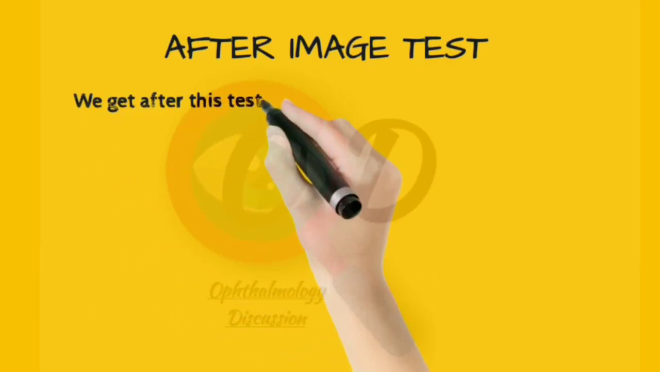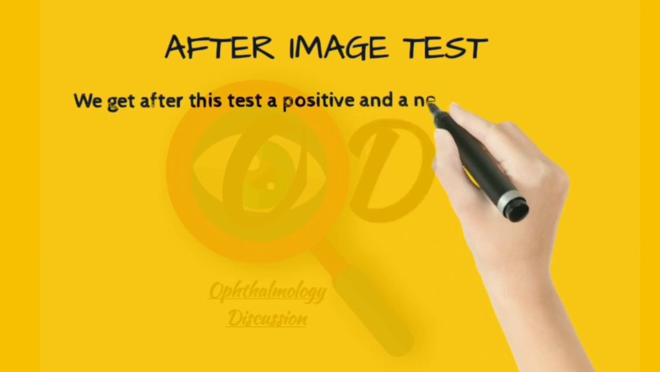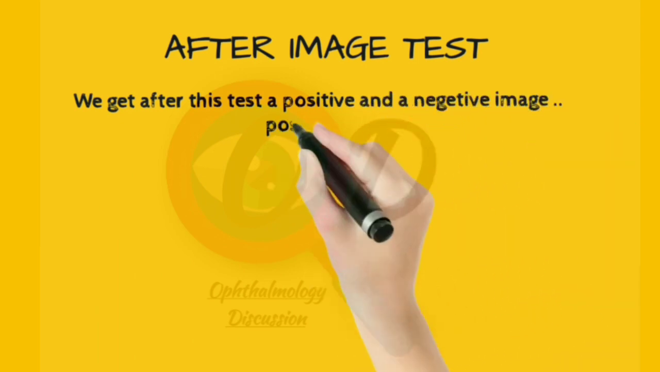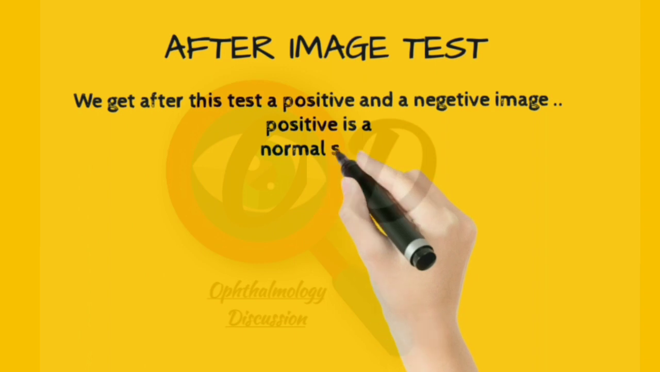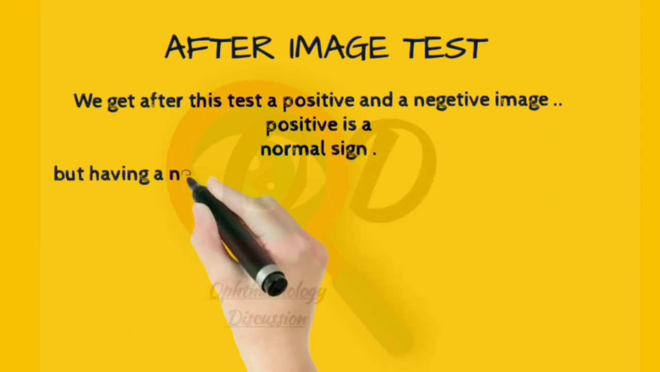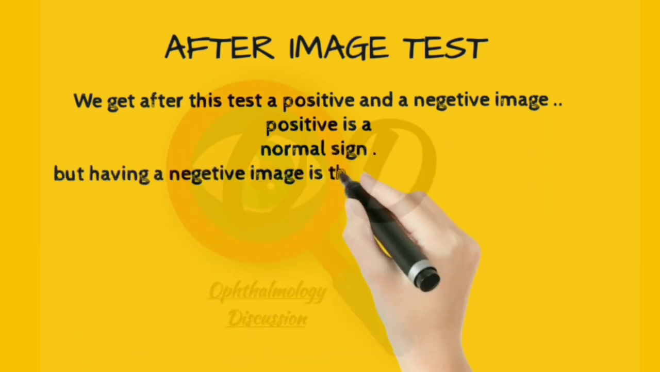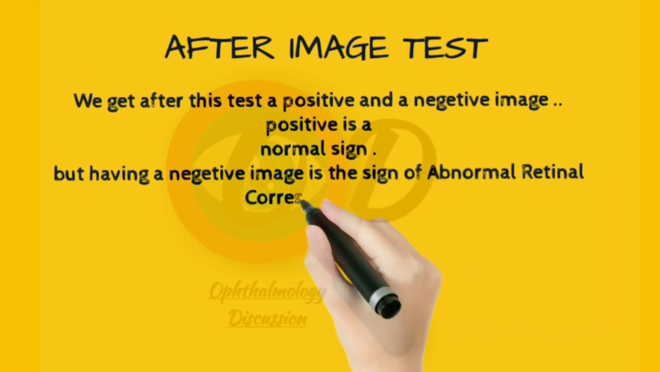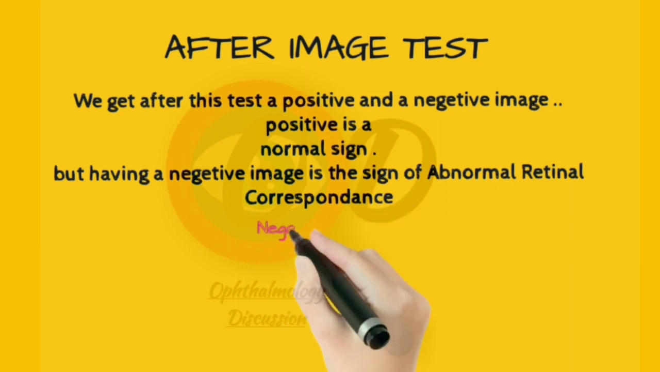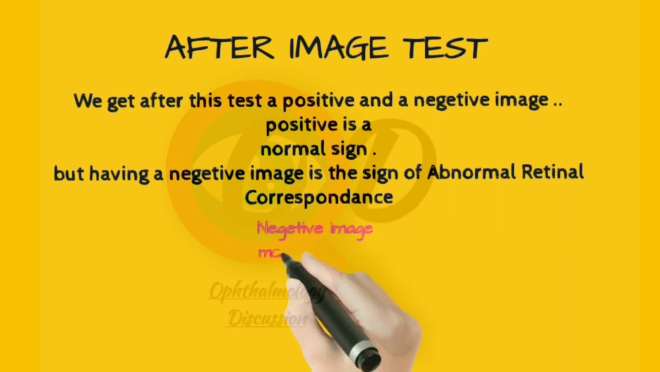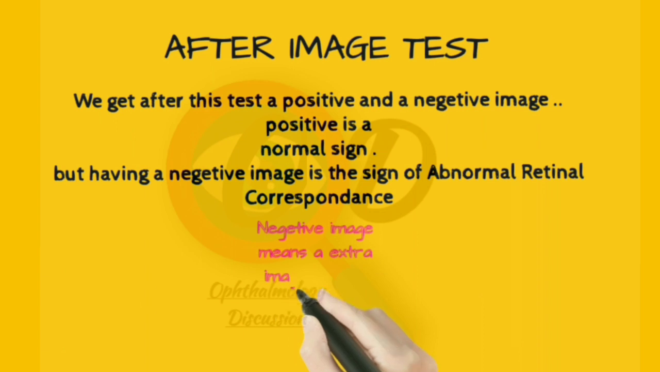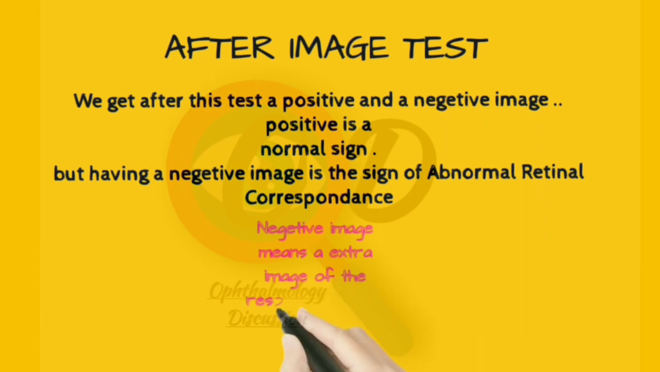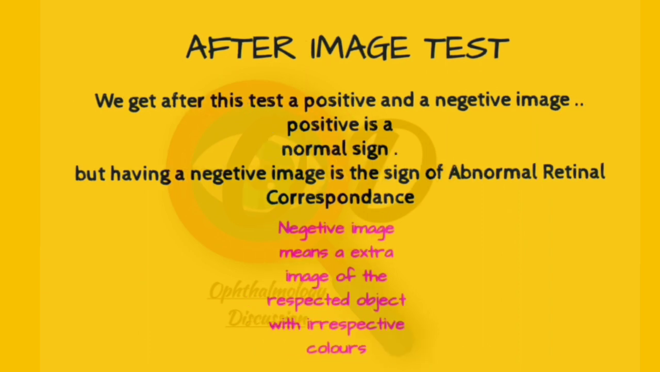Now the after image test. When we test the after image, there are two kinds of images, the positive and the negative. The positive is the sign of a normal eye. But if there is a negative image, what kind of negative image am I talking about? Whenever you see the object image and there is another image beside or behind that object image, then this is called a negative image, irrespective of colors. Okay, then this is the after image test.